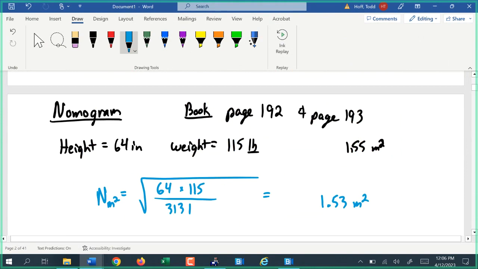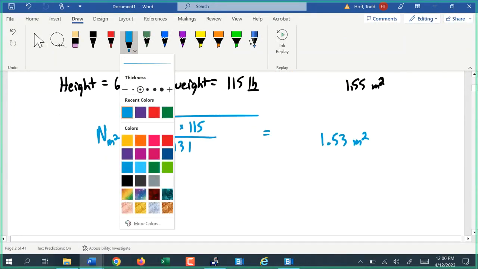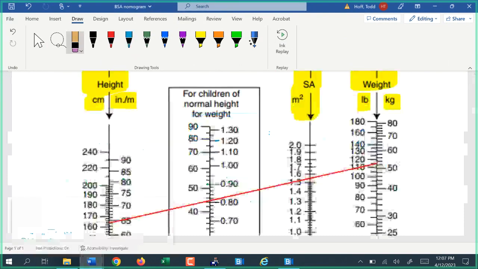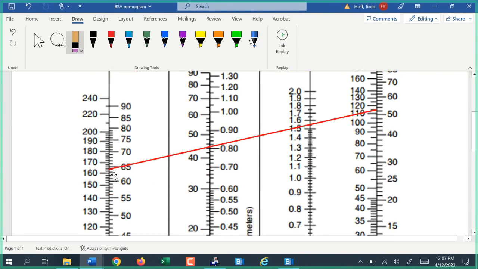So let's do another example here. We have a patient who has a height of 132 centimeters and a weight of 31 kilograms. Let's go back to the nomogram here. So we're going to change this to 132 centimeters on the left side. I'm just going to take this end of my line and drag it down to 132.